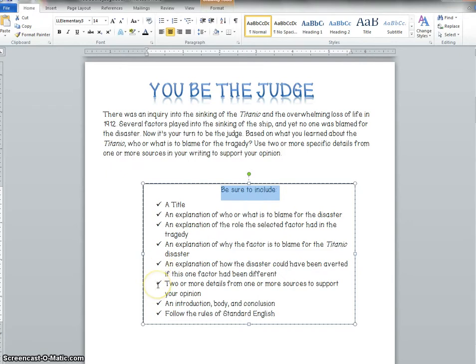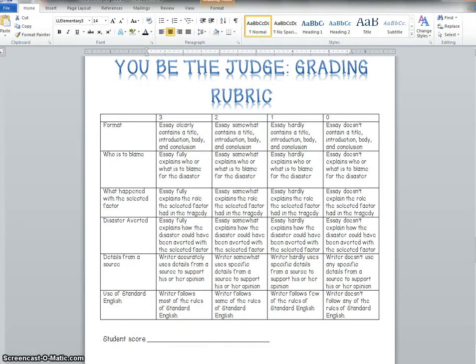Now you need to include two or more details from one or more sources to support your opinion. Again, sources include the video field trip and the story that we read in the textbook. Now, if you're familiar with other information about the Titanic because you read another book about it, you're more than welcome to include that information in your writing. You need to make sure that you have an introduction, body, and conclusion, and you must follow the rules of standard English. Now let's take a look at the grading rubric.